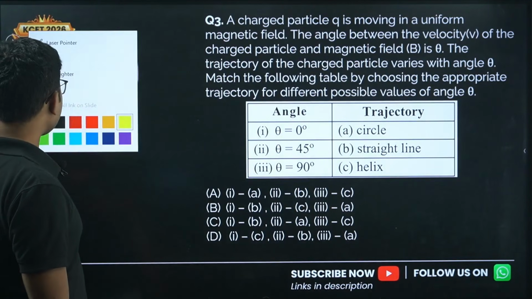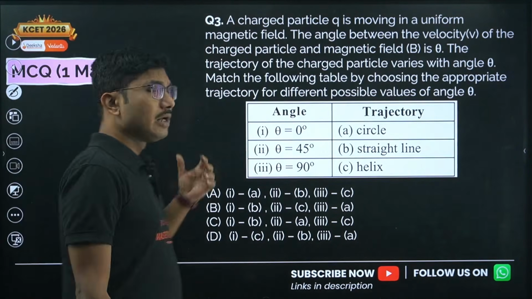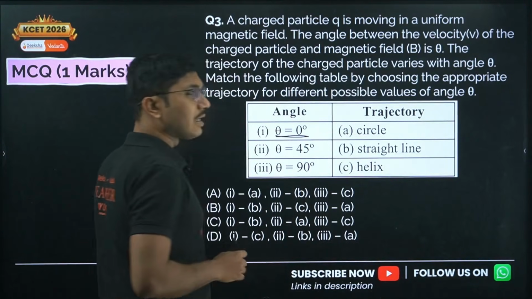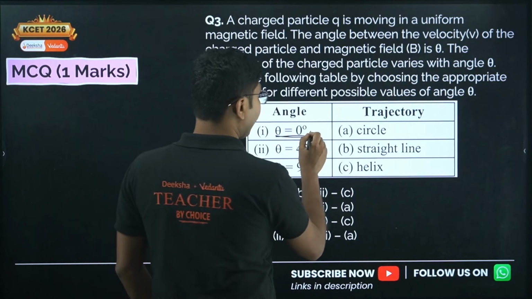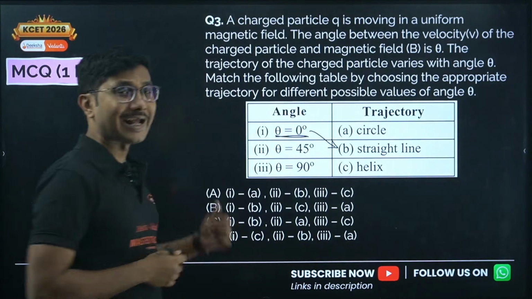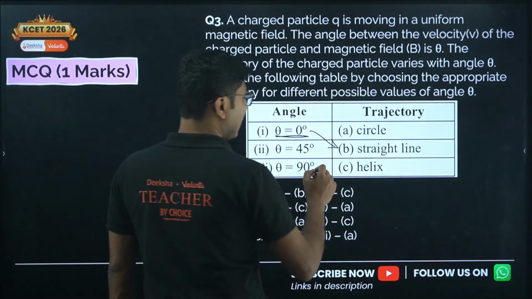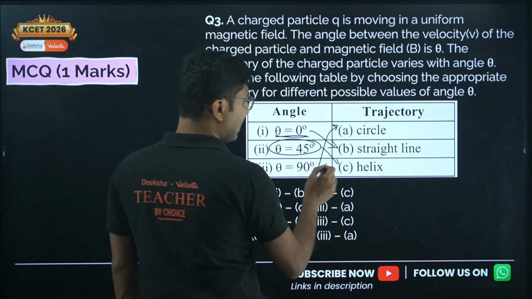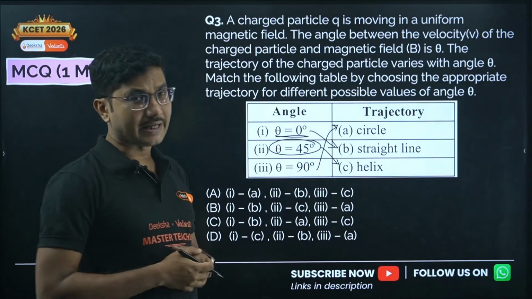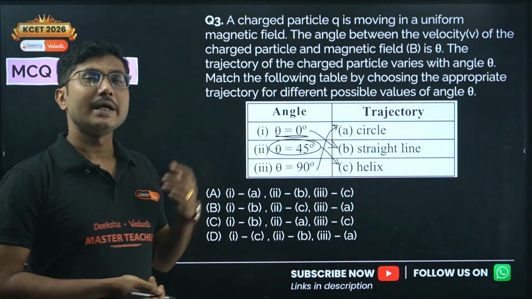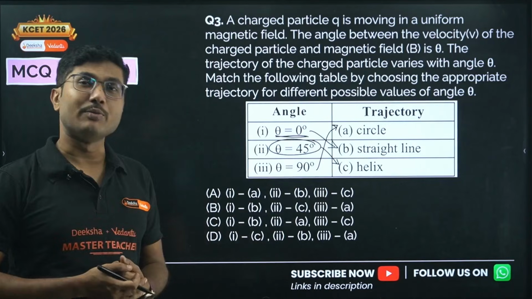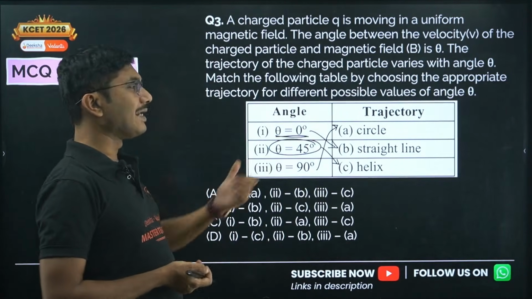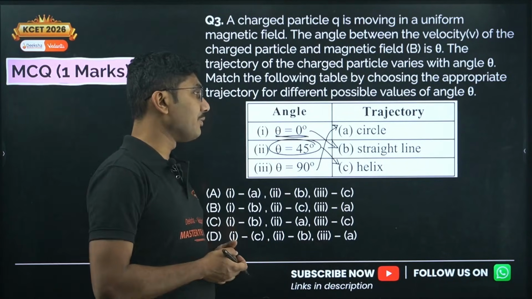Now we know that when the particle is moving along the magnetic field line, that is, the angle theta is 0, then it is a straight line. Also we know that when the angle is 90 degrees, it gives you a circle. So the only other match, 45 degrees, must be a helix. Anything between 0 and 90 gives you a helix. It does not necessarily have to be 45 degrees. It can be 30 degrees, 60 degrees, or 31 degrees. Any angle between 0 and 90 will always give you a helix, whereas 90 degrees will give you a circle and 0 degrees will give you a straight line.